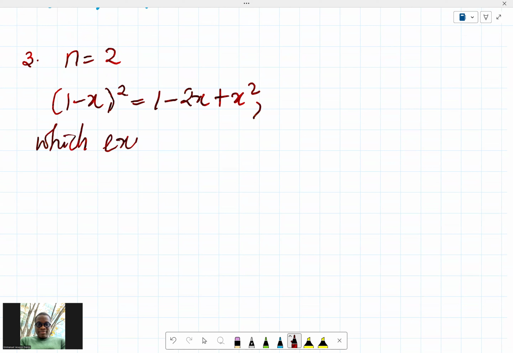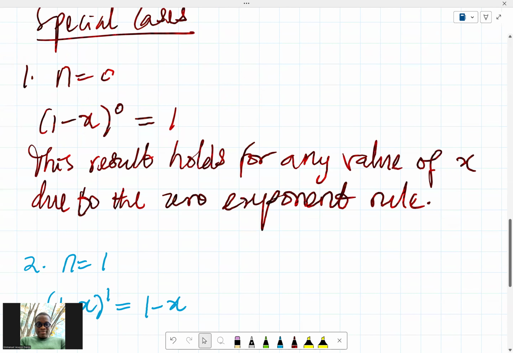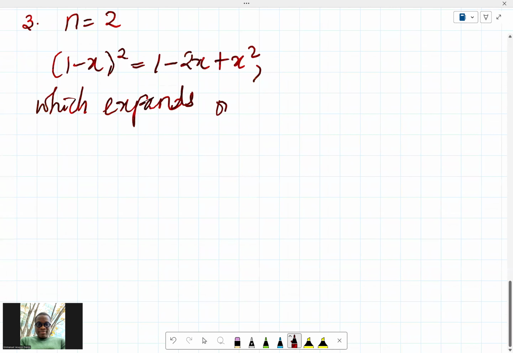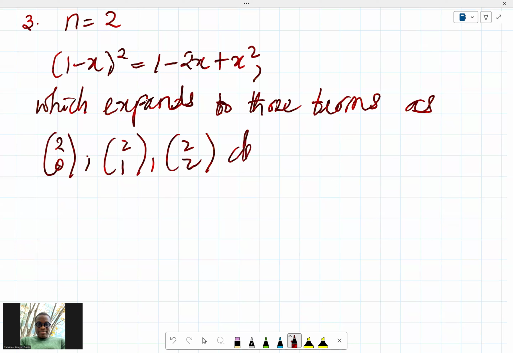By now you should notice that whatever the power n is, the number of terms you are going to have is that power plus 1. Now we have power 2, so you have 3 terms. When the power was 1, you had 2 terms. When the power was 0, you had 1 term. So this expands to 3 terms, as you see: 2 combination 0, 2 combination 1, 2 combination 2. These are the things you're going to have. So actually, all these determine the coefficients.